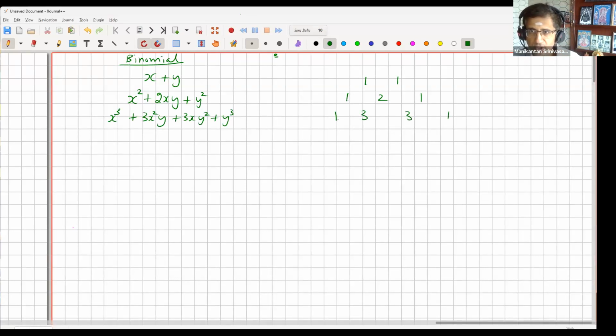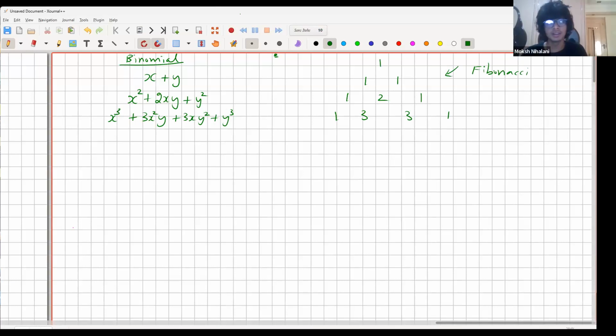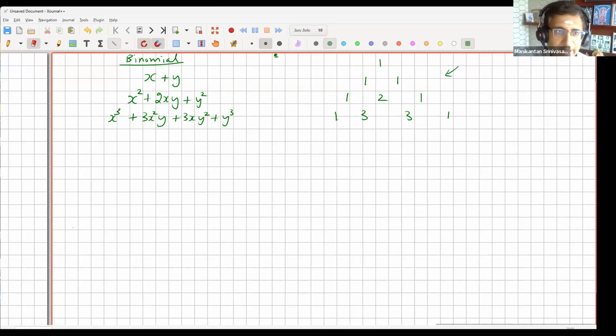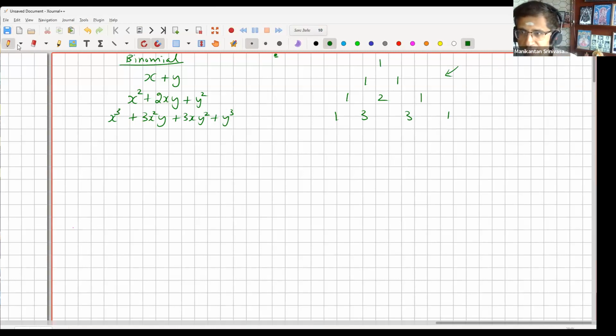So this is the Fibonacci... sorry, Pascal's triangle. What am I talking? Pascal's triangle, not Fibonacci triangle. You might not have heard the name, or you might have, but you can see the pattern, right? You add 1 and 2, you put the number here, 3. You add 2 and 1, you get the number here.